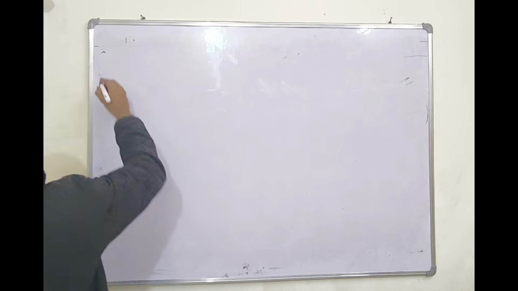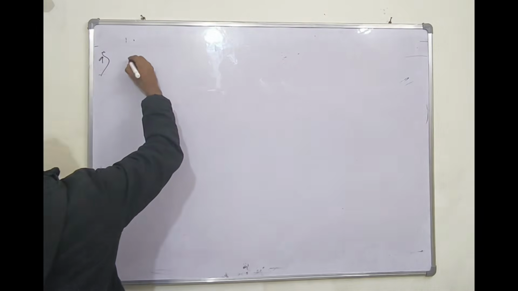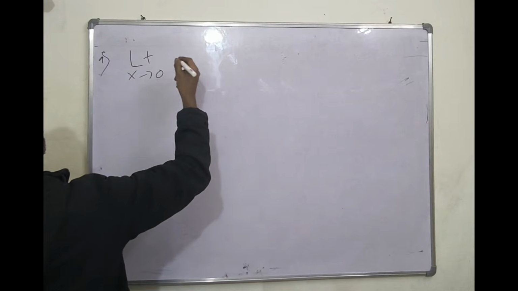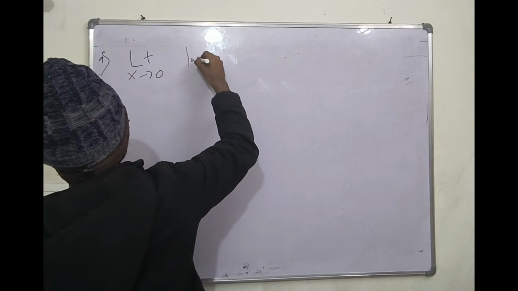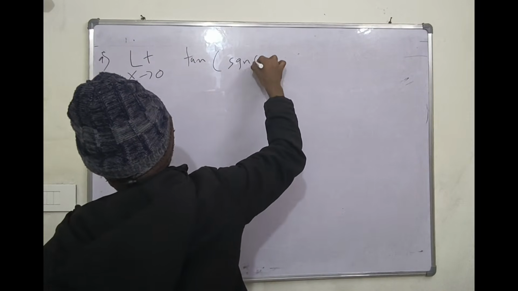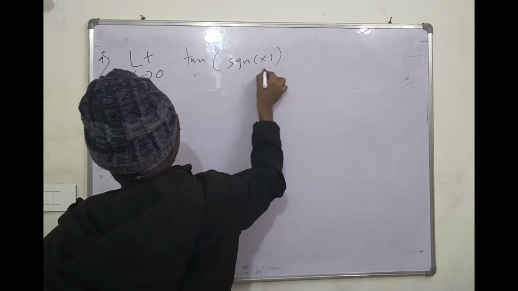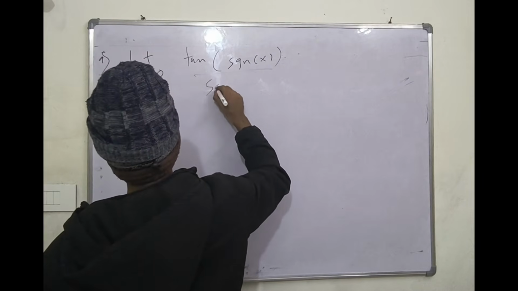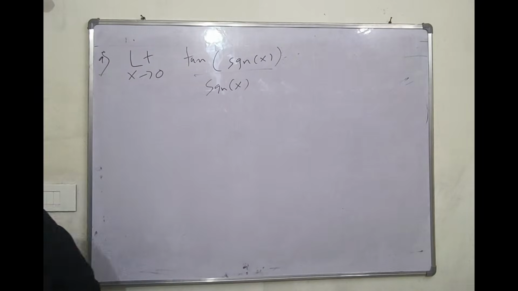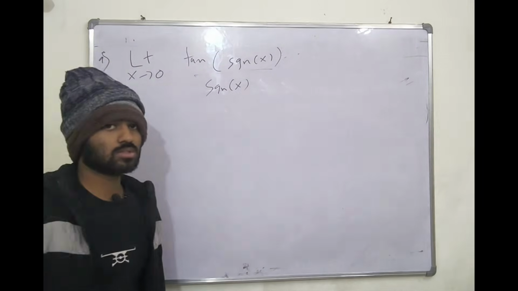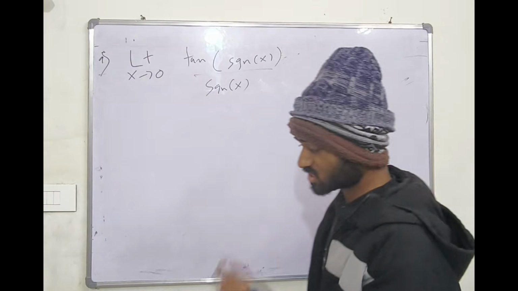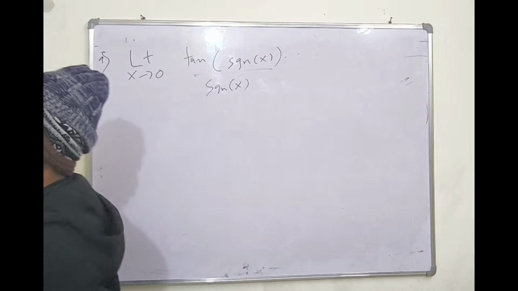Our next question is the 9th question. Limit x tends to 0 of tan of signum x by signum x. They are asking limit x tends to 0 tan of signum x by signum x.